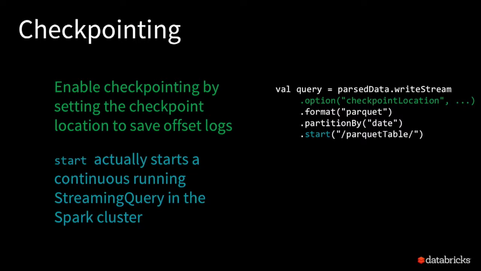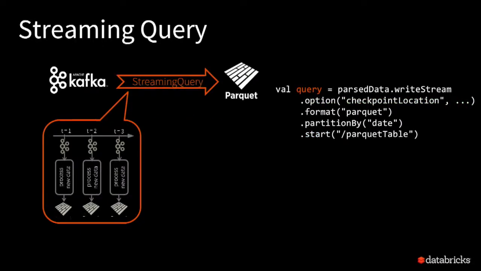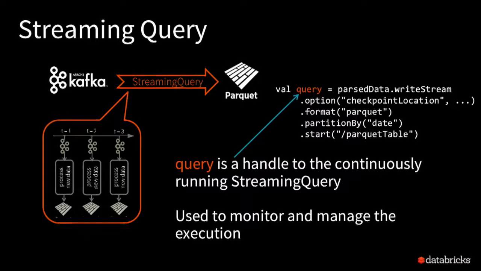And when start is called, it actually starts a query that is continuously running in the background on the associated Spark cluster. And what I get back is this handle, this query handle, which can be used to both manage as well as monitor the query. So for managing, you can stop the query, you can ask for its health, you can monitor its progress in terms of what the input rate is, what the processing rate is. All of those metrics can be acquired from this query handle.